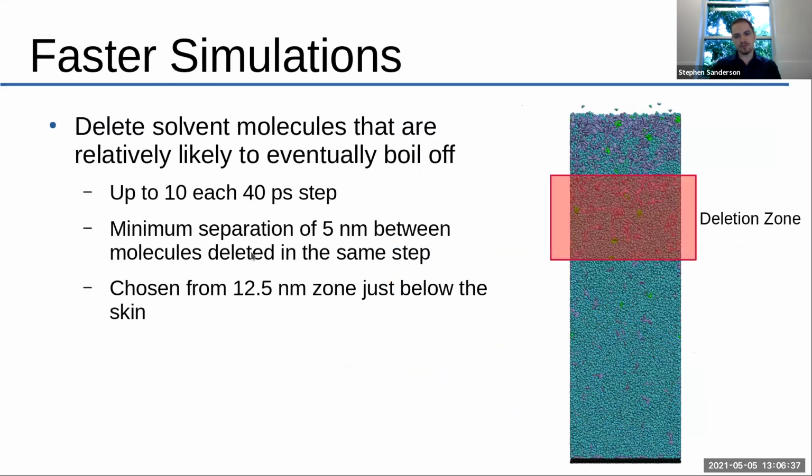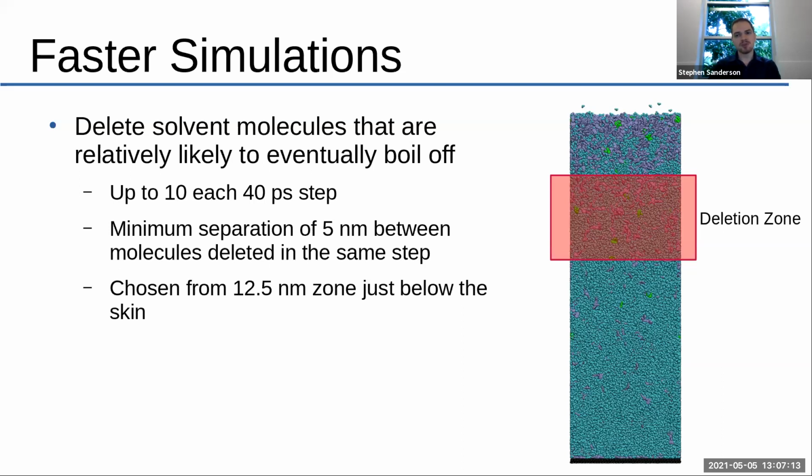So the first thing I did to speed up the simulations is look at deleting some of the molecules. Now, you can't delete molecules too fast or you'll end up with spinodal decomposition, where you get a random phase separation of the solvent and solute, or you can alter that density profile and end up with an incorrect result. So there was a bit of testing and figuring out how fast we can actually delete these molecules. But what we ended up doing was deleting up to 10 at a time per 40 picosecond step.